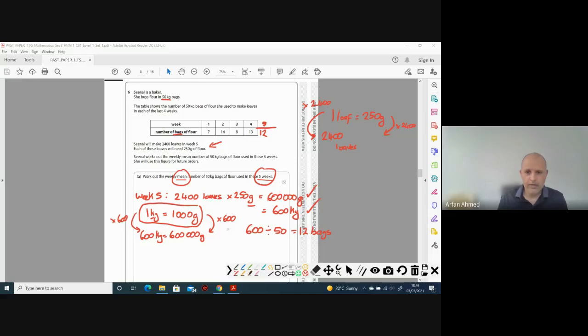And how do we work out the mean? We add them all up. So you do 7 plus 14 plus 8 plus 13, and now we can add the 12 as well. That's 54 bags in total. And we're going to have to divide it by 5. So 54 divided by 5, because it's 5 weeks, gives 10.8.